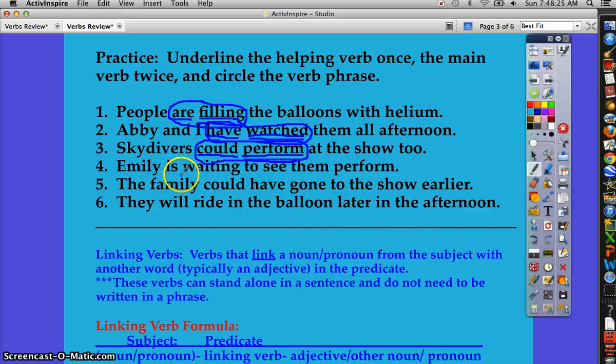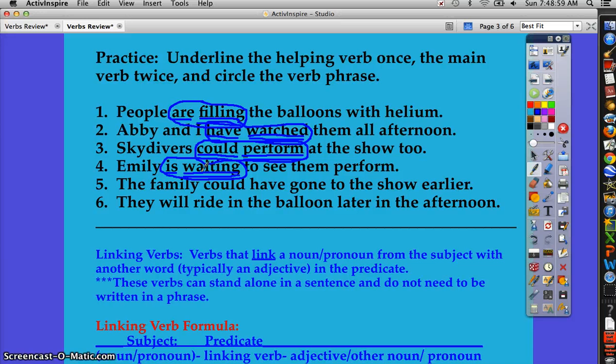Number 4, Emily is waiting to see them perform. Okay, what's Emily doing? She's waiting. That's the main action this time. And is there a helping verb helping us know when Emily is waiting? Is is the helping verb this time, telling present tense. Is waiting would be the verb phrase. And remember in class how we talked about the main action could never come after the word to. You can see another action, see, but that's not what Emily was doing. That's an infinitive verb coming after to like that. So it would be Emily is waiting as the verb phrase.